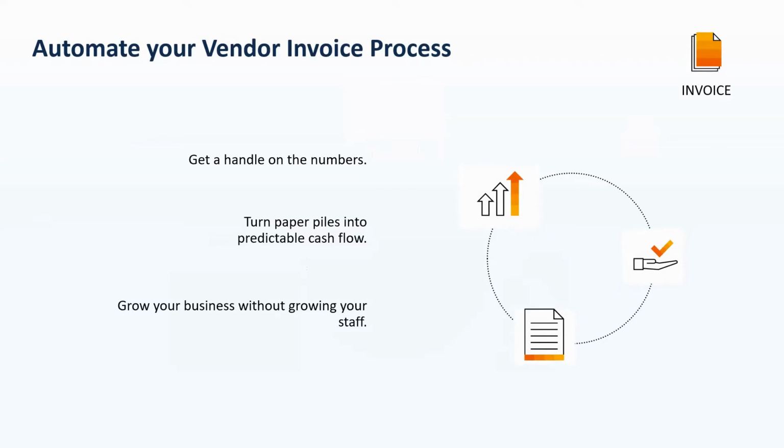The system allows you to also grow your business without having to grow your staff. And what that basically means is that organizations who are growing, they don't need to hire more people, because the system will automate a lot of the processes and therefore reduce the need to have more heads within AP to manage the invoices that are flowing through Concur.